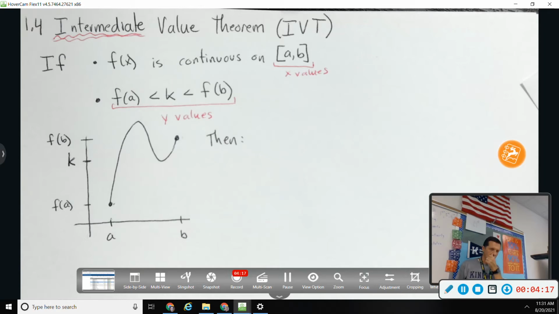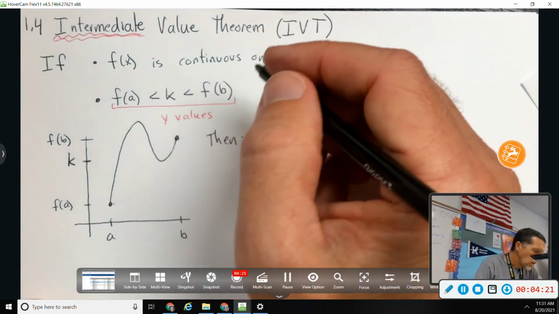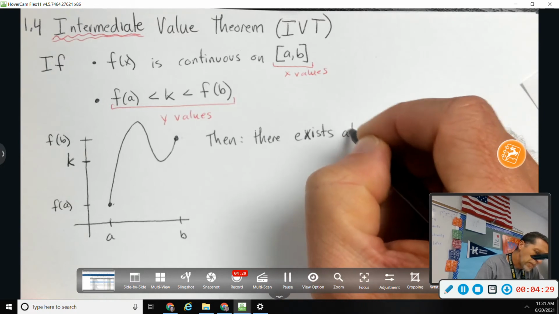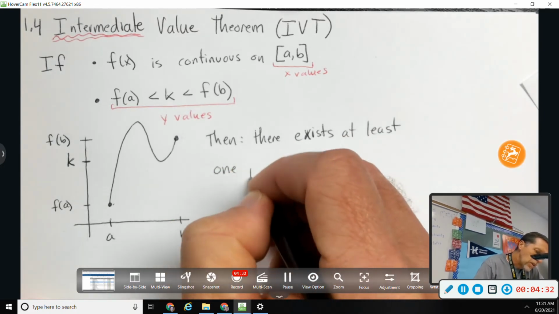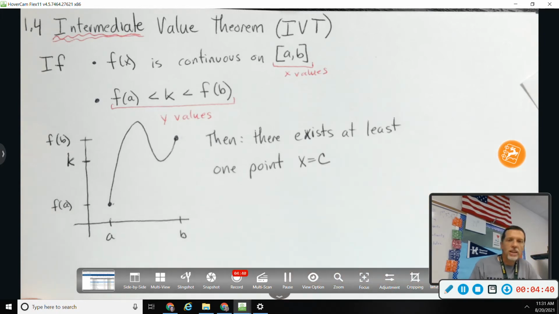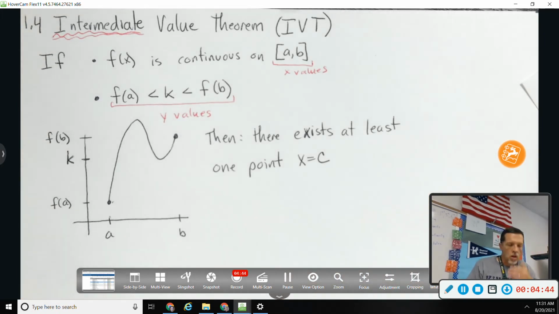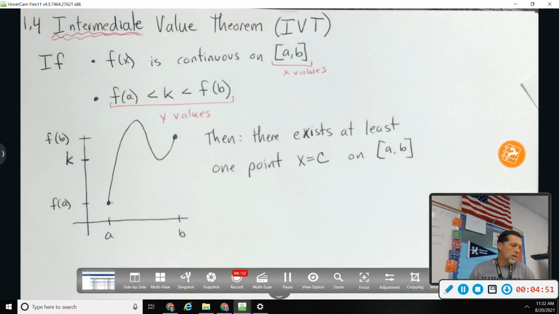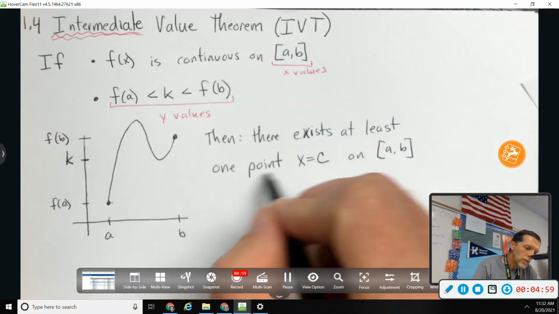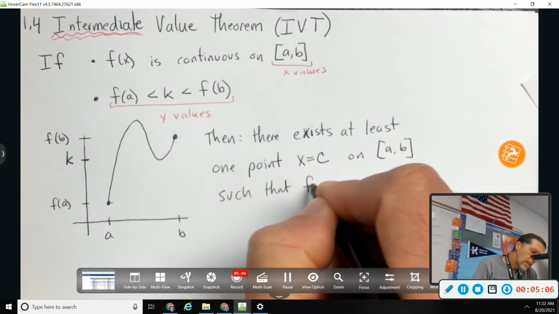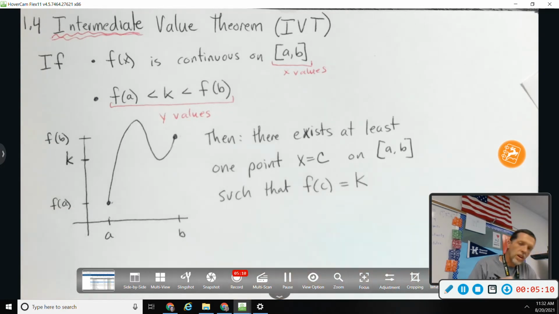Then, okay, here's my conclusion. There exists at least one point at x equals c on A to B. This is one of those things where you copy down what I say first, and then we'll slow down and talk about what it means. There exists at least one point x equals c on A to B such that f of c equals k.